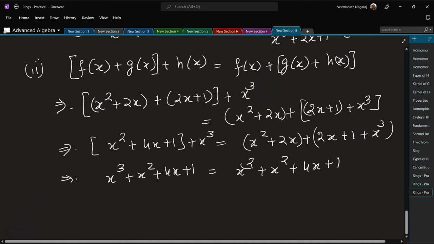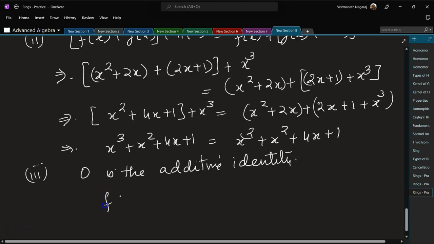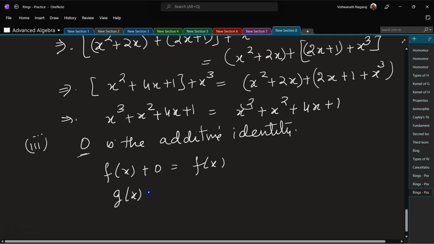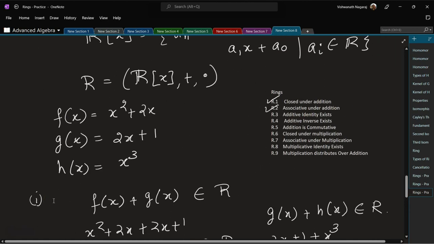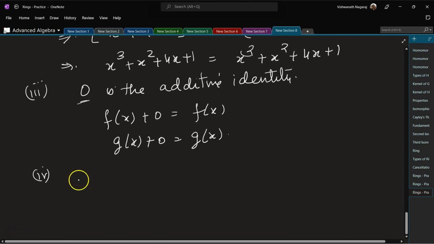Additive identity exists. So 0 is the additive identity. So which basically means f of x plus 0 is equal to f of x, remember 0 is also a polynomial, right? Or g of x plus 0 is equal to g of x. So additive identity is 0. Then what? Next is additive inverse exists.